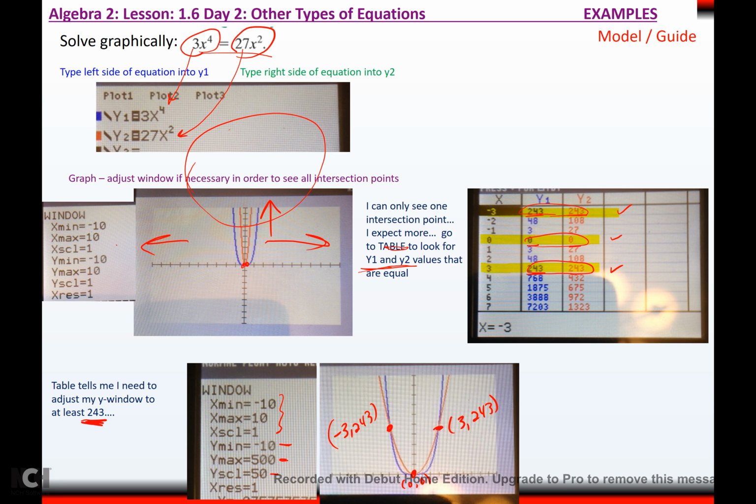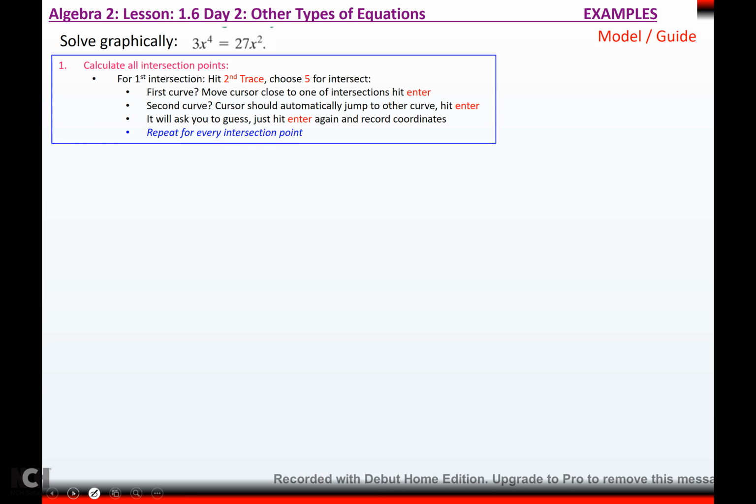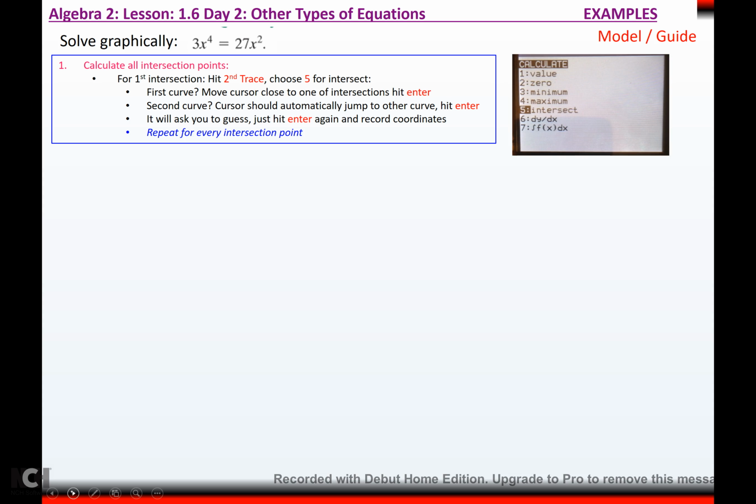But, interestingly enough, if you don't want to go to table, because sometimes people like tables, people don't like tables, we can actually make the calculator calculate the exact intersection points. And what you're going to do is go to second trace. So if you hit the second key and the trace key, sorry, not the window key, which is right next to the graph key, this window comes up because we want to calculate. And we're trying to calculate intersection points, so we choose 5.